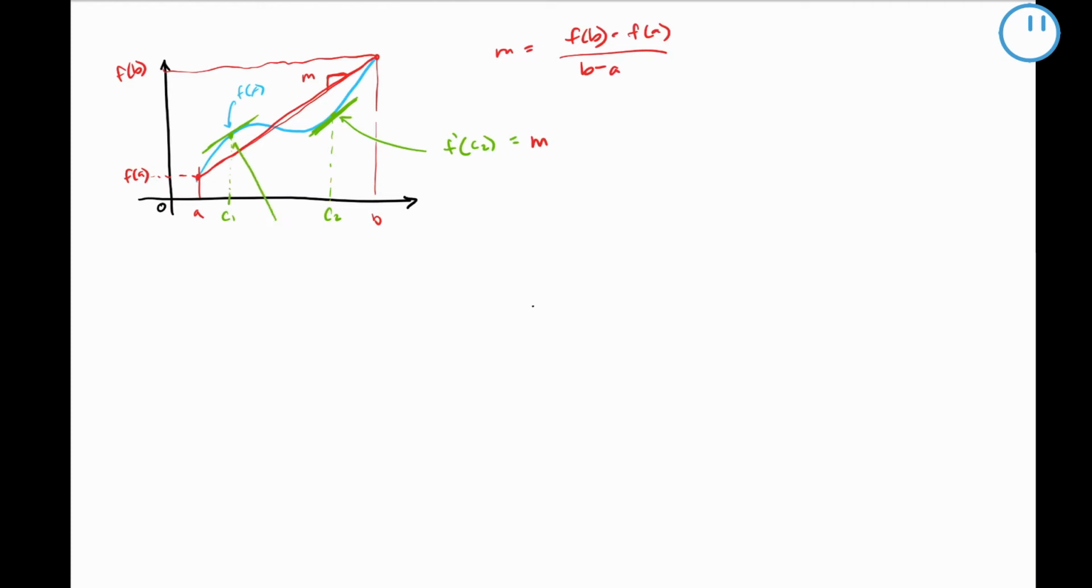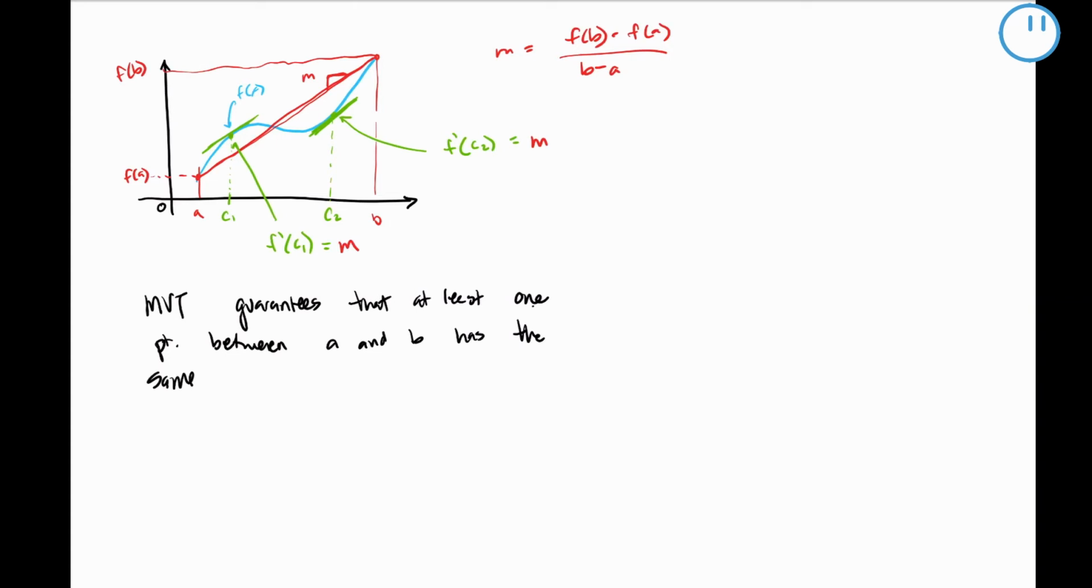And we can see right here, where f prime of C1 also is equal to the slope of the line that connects our two endpoints. And so all the MVT does is the MVT guarantees that at least one point between A and B has the same slope as the line connecting the two endpoints.